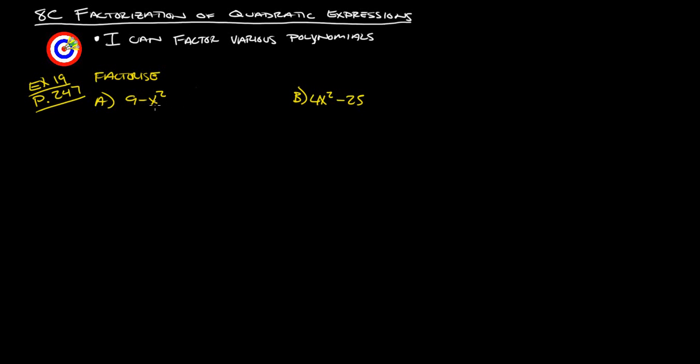Now, the nice thing about this is that 9 is a perfect square, and x squared is a perfect square. And there's this nice little formula that if you have a difference of two squares, it's going to be a plus b times a minus b. So basically, to factor this the nice easy way, since they're both perfect squares, we take the square root of 9, and you get 3.